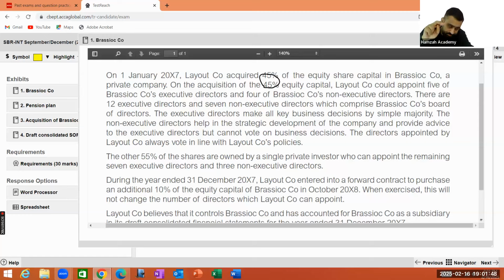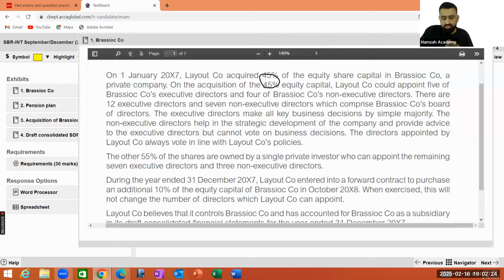And in that company, there are 12 executive directors, and you have a right to appoint only 5 out of 12. The remaining 7 will be appointed by the other investor who holds the remaining 55%. Whenever there is a decision to be made, it will be made by the 7 directors, and you have just 5, while the other 7 are with the other investor. So it means you do not have control at the moment.